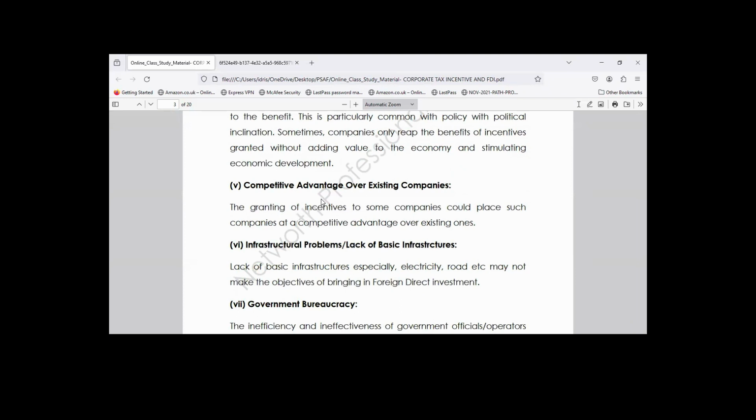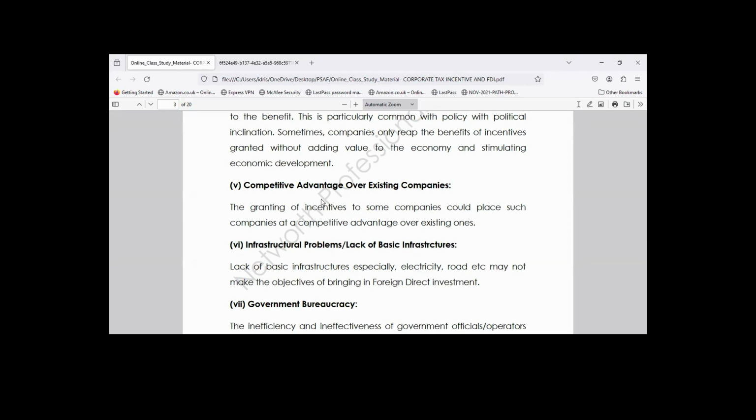Foreign companies come and invest in Nigeria. We give them tax incentives. All these foreign companies, we are giving them tax incentives. They will have an advantage over the existing companies in Nigeria, over the indigenous companies in Nigeria. We neglect our own local companies. We are attracting foreign companies to come and invest in Nigeria because we want to give them tax incentives.